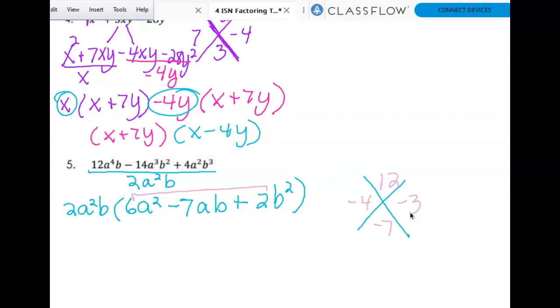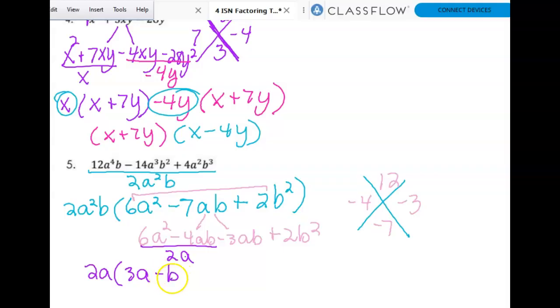Okay, so the minus 7ab, this is where we're going to split, right? And it's not just x, so I'm going to have negative 4ab minus 3ab plus 2b squared and 6a squared. And now I'm back to 4 terms. Can we do that? We can. So I'm going to take 2a. Is that right? Yes. 3a minus b. And over here, I'm going to take minus b.